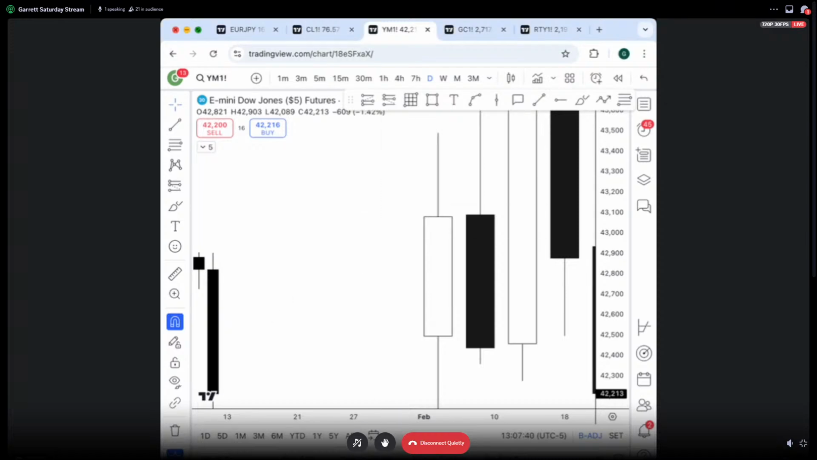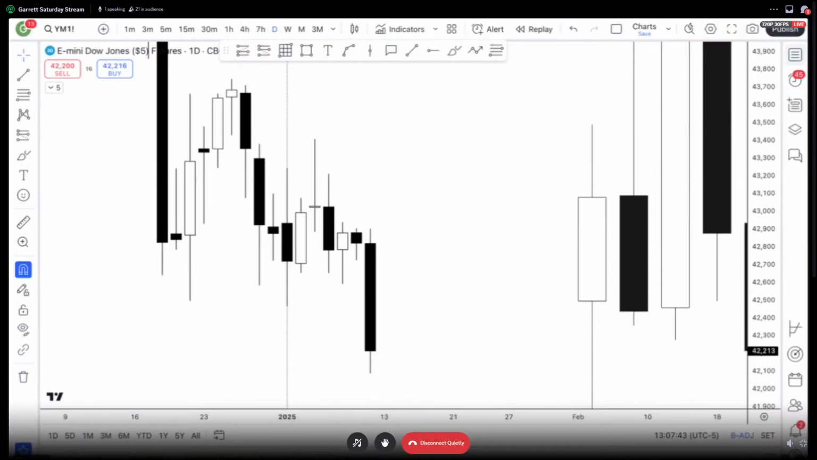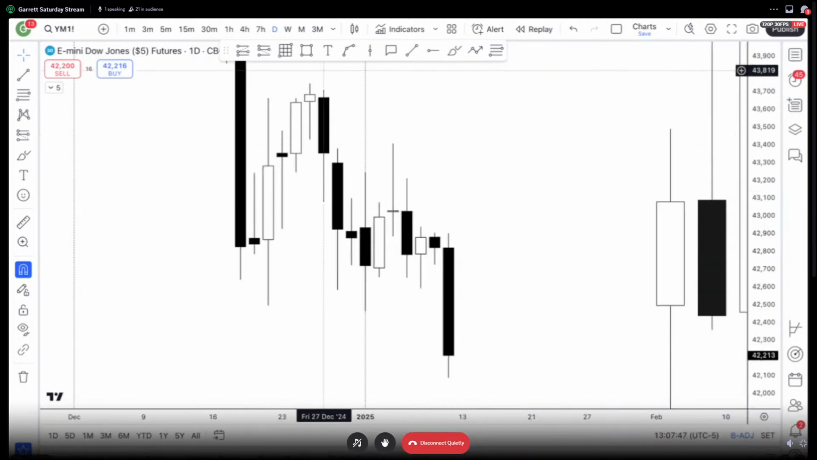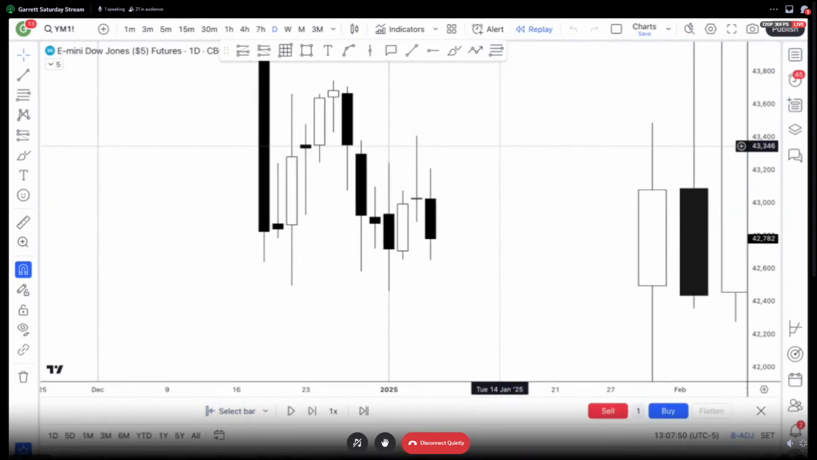It's either going to look like that, where we don't have an SMT, but you're going to have a lower time frame SMT. I'll actually show you an example of that. I can actually think of one right here.